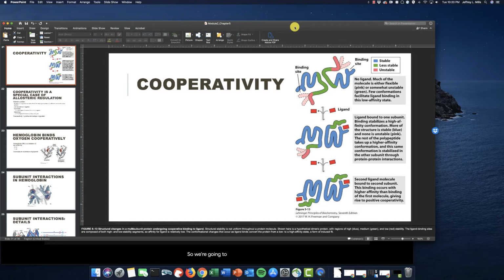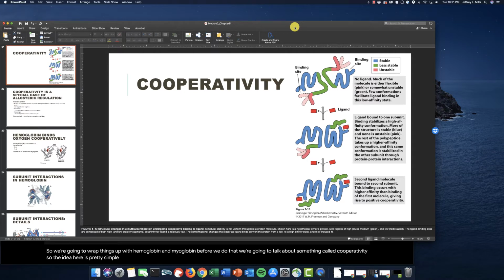So we're going to wrap things up with hemoglobin and myoglobin. And before we do that, we're going to talk about something called cooperativity. So the idea here is pretty simple. I know that this cartoon reaction maybe doesn't look so simple, but let me walk you through it.